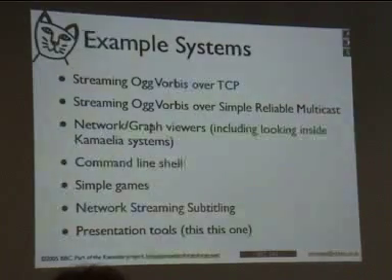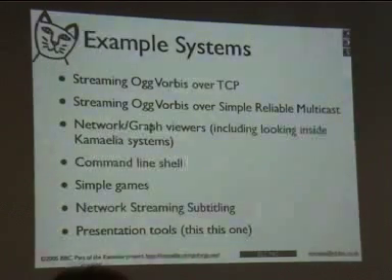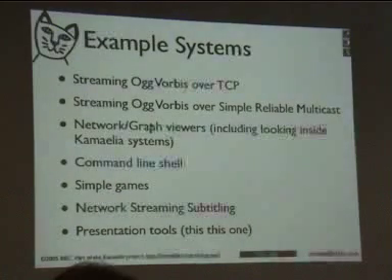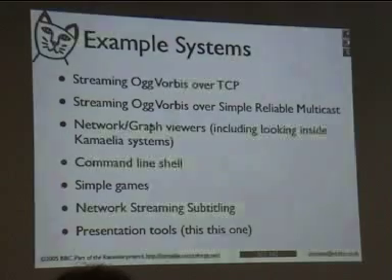We want to know. Example systems that you can currently do, with examples included, are a simple streaming server for streaming over TCP, over a simple reliable multicast protocol. We've got network graph viewers, and things like the blobs you saw about 2 minutes ago. A simple command line shell: in the same way you can build pipelines on the Unix command line, you can build Kamaelia systems on the command line as well if you want to. It's very good for building systems ad hoc and prototyping. You can build simple games, network streaming, subtitling, and presentation tools, including this thing.